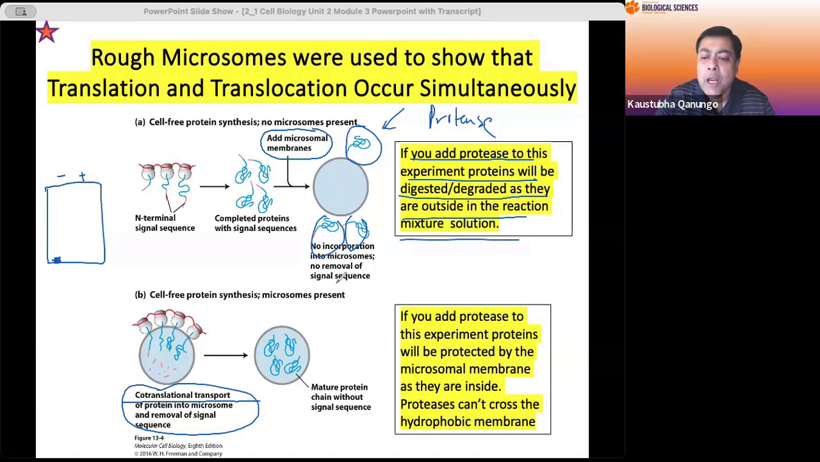Just remember that. On the other hand, if you add protease to these experiments, the proteins will be protected by the microsomal membrane, as the proteins are inside.